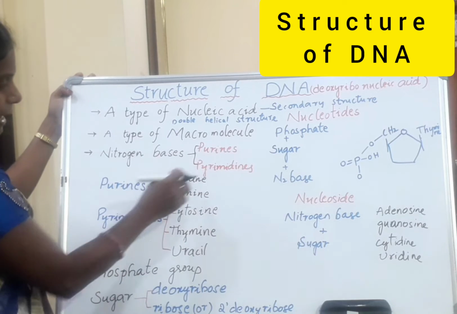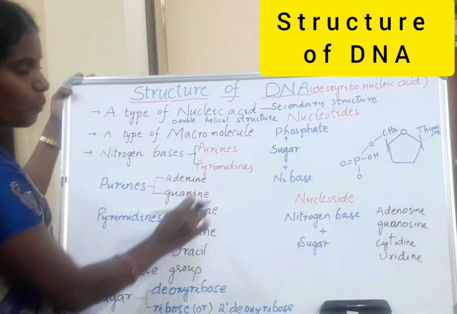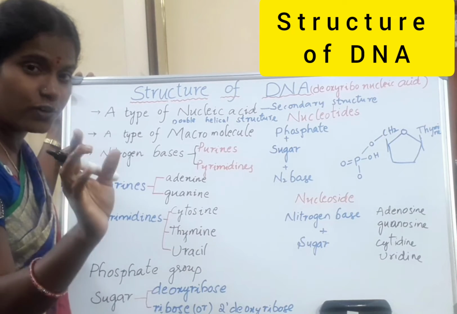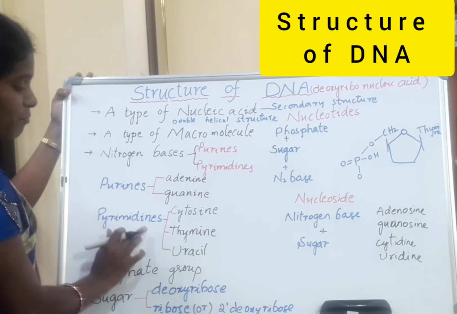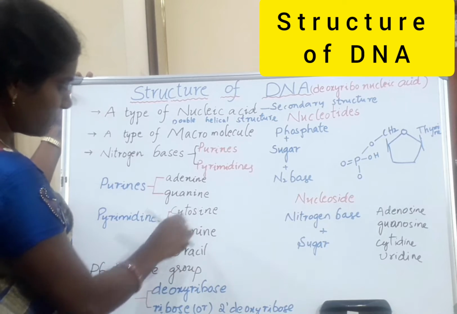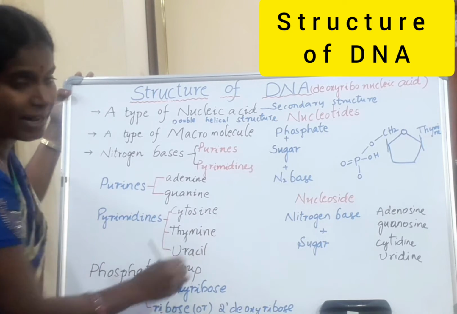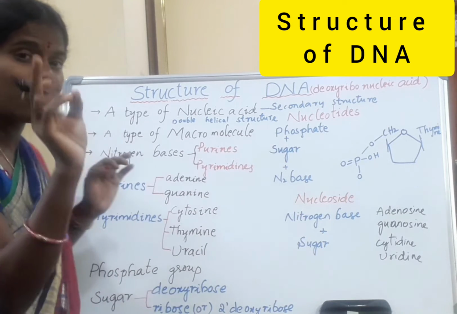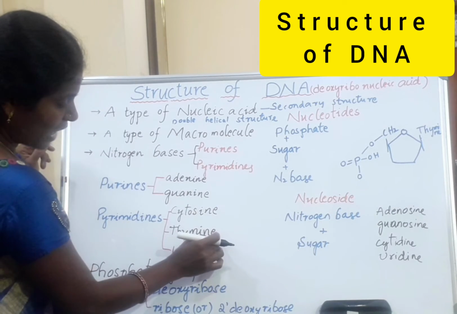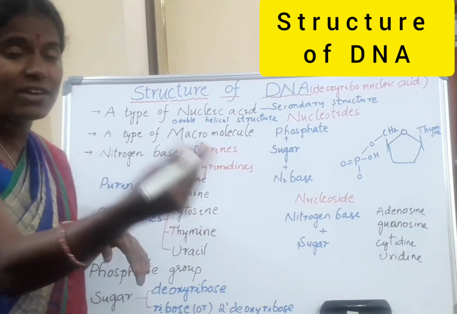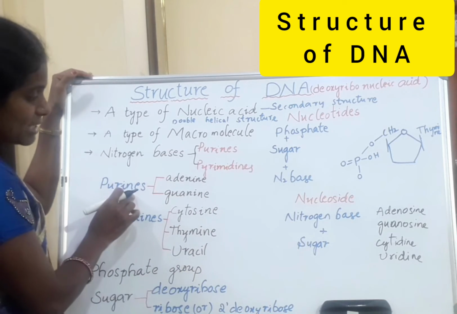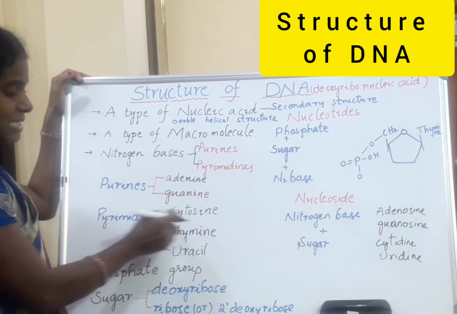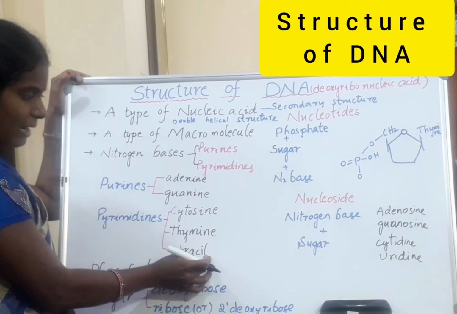Purines are again of two types, adenine and guanine. Listen carefully students, you may get a little confused if you don't listen properly. Pyrimidines are of three types: cytosine, thymine and uracil. In the case of RNA, uracil is present instead of thymine. So let us see them once more. How many kinds of purines? Adenine and guanine. Pyrimidines are cytosine, thymine and uracil.